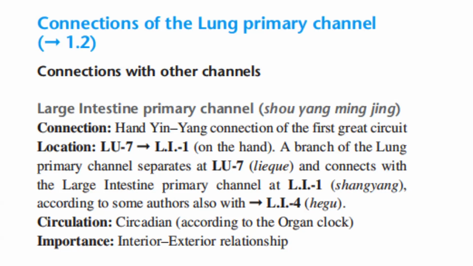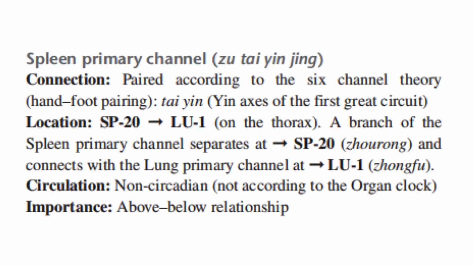A branch of the lung primary channel separates at lung 7 and connects with the large intestine primary channel at LI1. According to some authors, it also connects with LI4. So the circulation is circadian according to the organ clock. Importance, interior-exterior relationship.